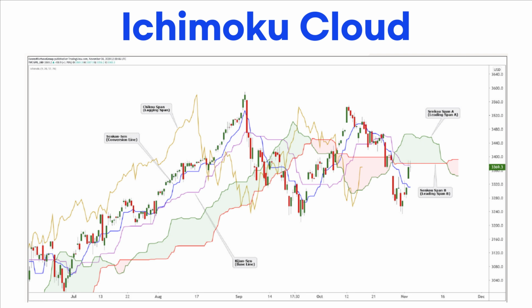When prices are above the cloud, it shows that prices are faced with bullish pressure and there's potential to move higher. Conversely, when prices are below the cloud, it shows that prices are faced with bearish pressure and have the potential to move lower. And what happens if prices are within the cloud? In that case, we take it to be neutral.